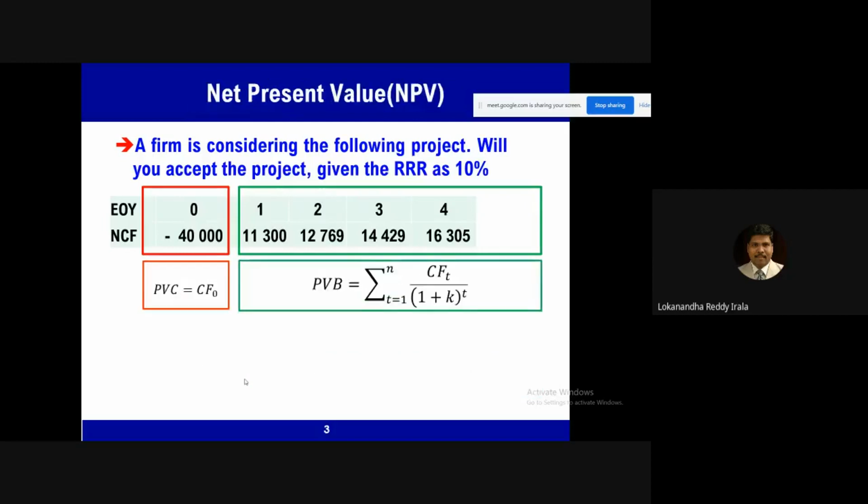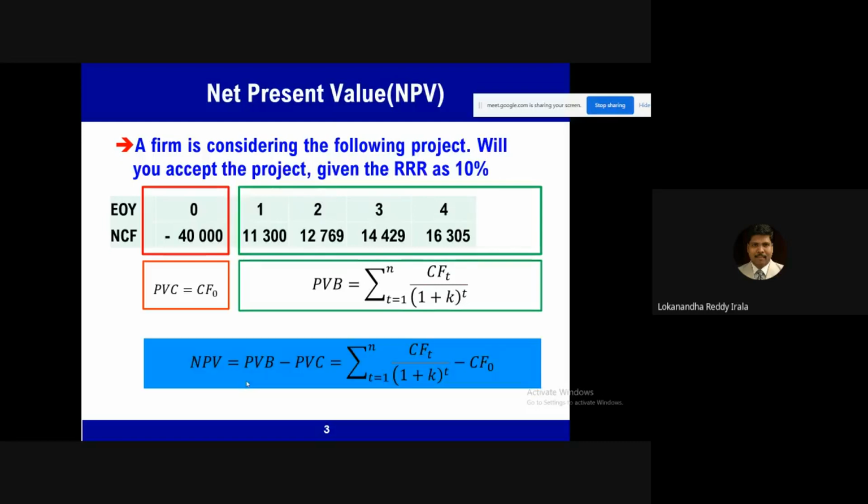Once you have the present value of benefits and the present value of cost, you take the difference between them. That is called net present value. Net here means difference. So the difference between the present value of benefits and the present value of cost is called net present value. And needless to say, when the present value of benefits is more than the present value of cost, we will be accepting the project, which also means the NPV will be more than 0.